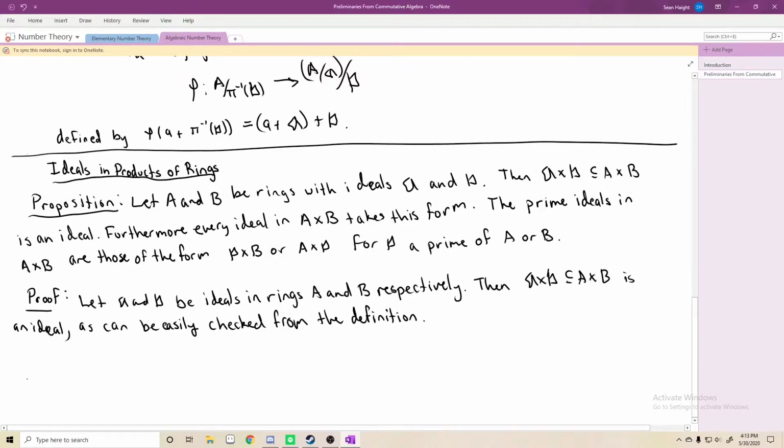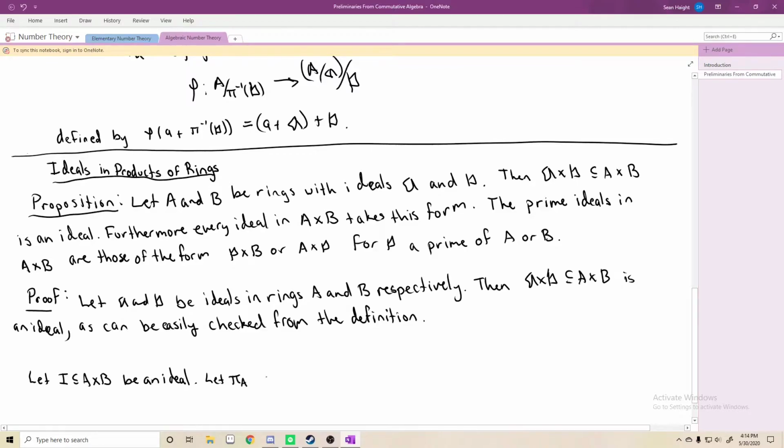I'll say a little bit more about this one. So now let's let I be an ideal in A × B. I want to write I as a product of an ideal in A and an ideal in B, so I need a candidate for these two ideals that I'm going to take the product of. The candidate can be constructed as follows.